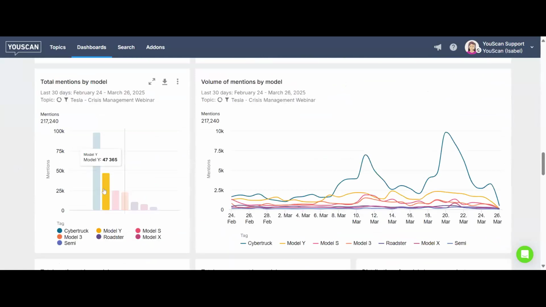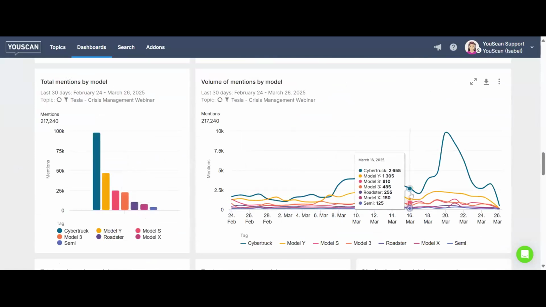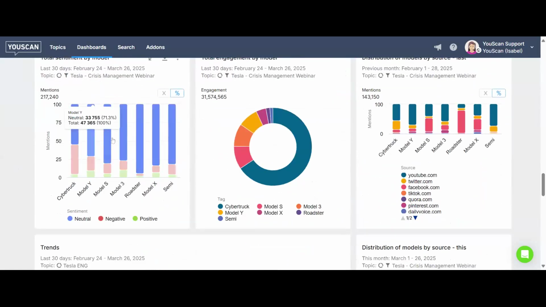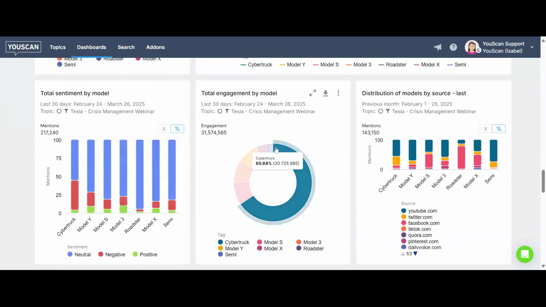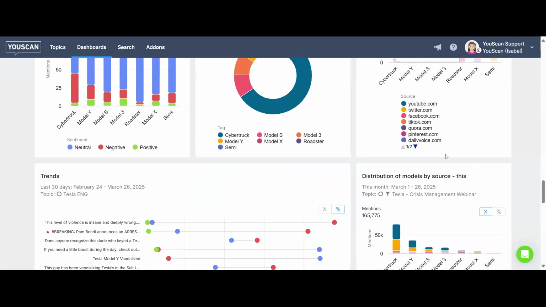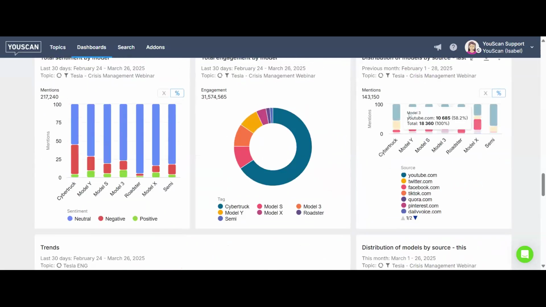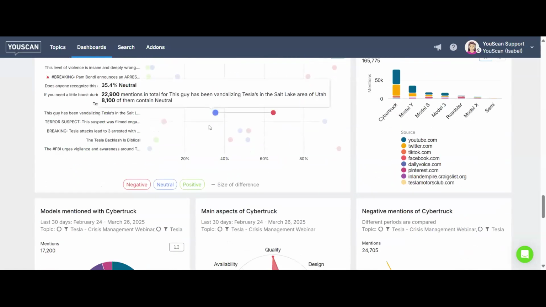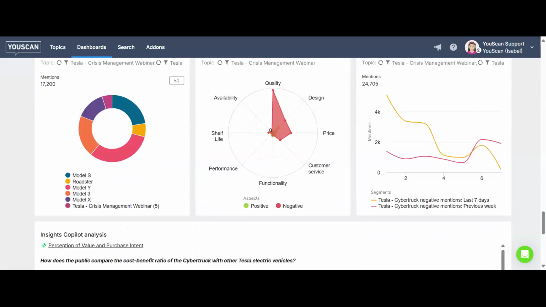And I have these total mentions per model. I can understand the volume of these mentions per model over time. I can understand the sentiment distribution, the total engagement per model. So which model are people talking about the most? The distribution between sources, different periods. We can have this data also. The trends connected to our topic. And we can also segment this data even more.